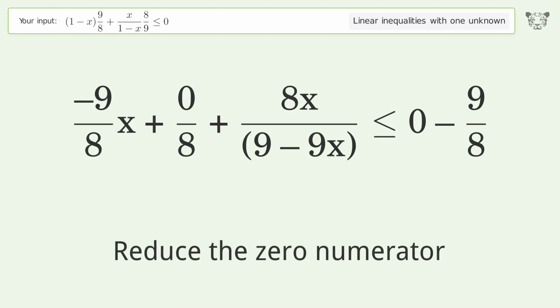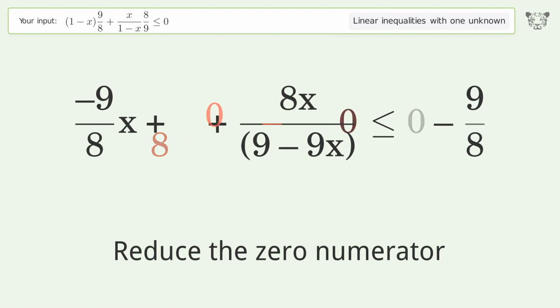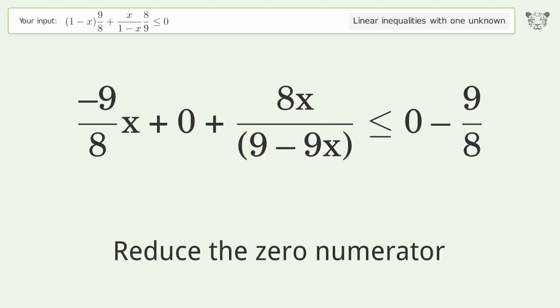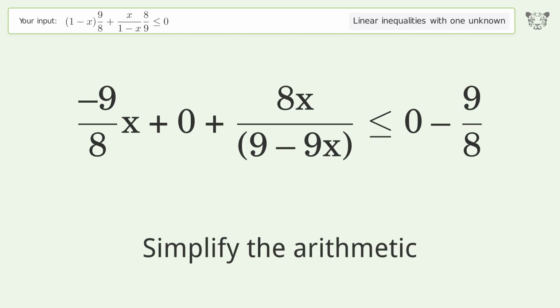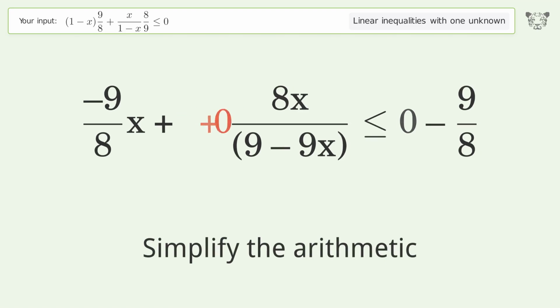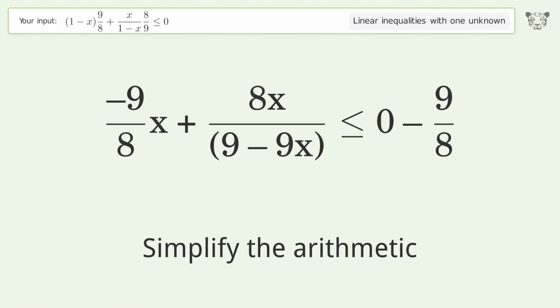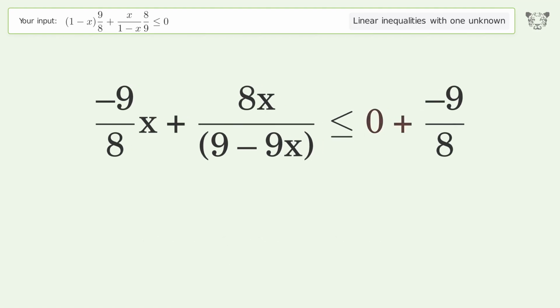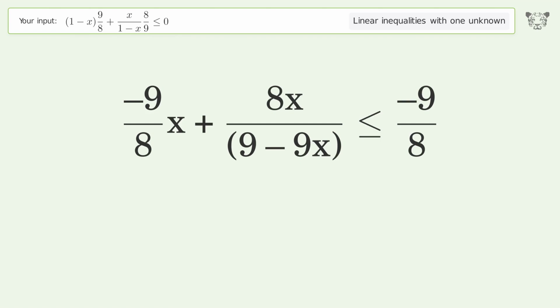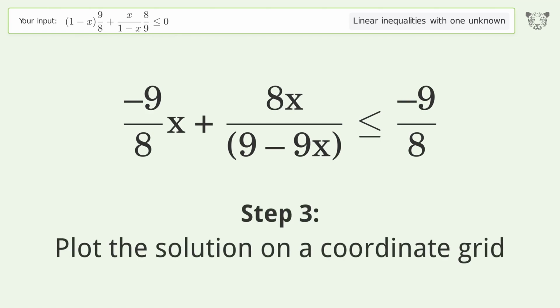Reduce the zero numerator. Simplify the arithmetic. Plot the solution on a coordinate grid.